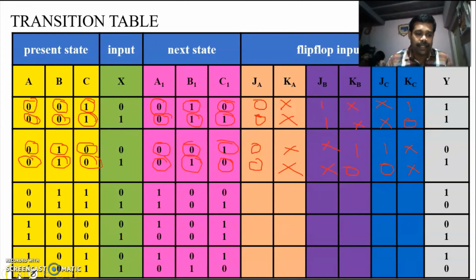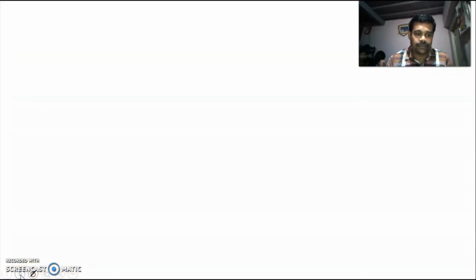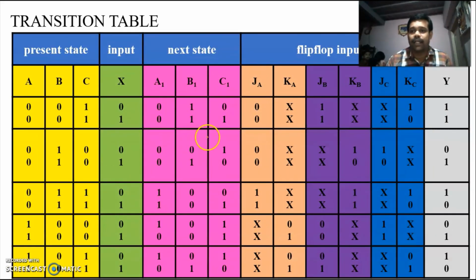So you will be getting the transition table like this. In this problem, the input variables are A, B, C, and X, and you have to draw K-maps for the flip-flop inputs JA, KA, JB, KB, JC, and KC. Similarly, for the output Y. So you have to draw 1, 2, 3, 4, 5, 6, 7.